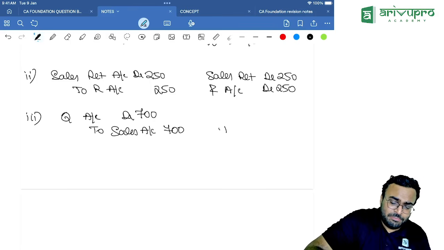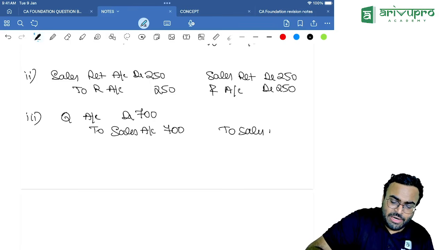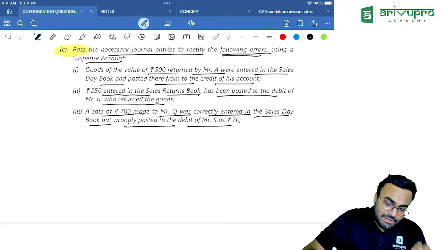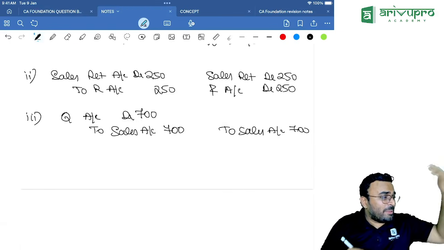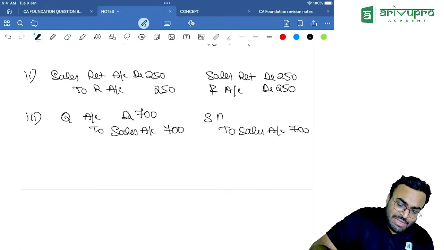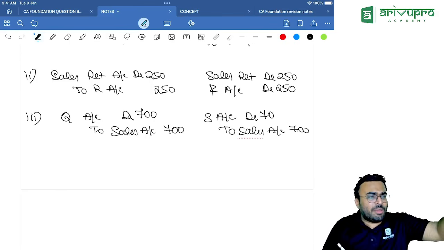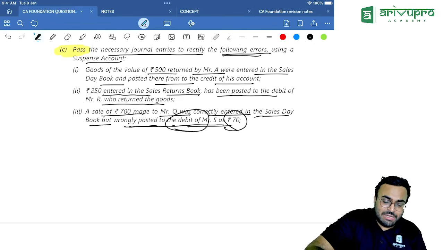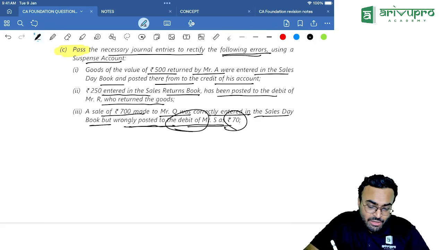Sales, there is no problem. So you're going to write to sales account 700. What is the mistake here? Entered in the sales book only, but posted to the debit of S, wrong person. So they have written S account debited 70. Wrong person, wrong amount. Posted to the debit of Mr. S as 70. Clear?